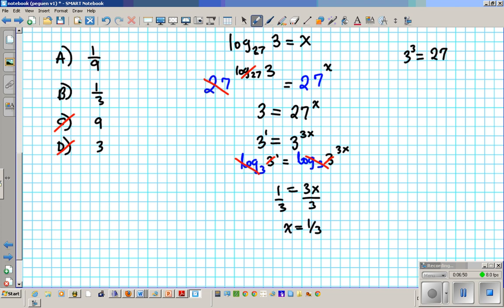So this is doing it the long way. You don't have to do this. You can just plug and chug to get the answer. But if you want to do it the long way, this is exactly how you do it. Okay, so 2 different ways of doing the same problem. Alright, let's move on to another example.